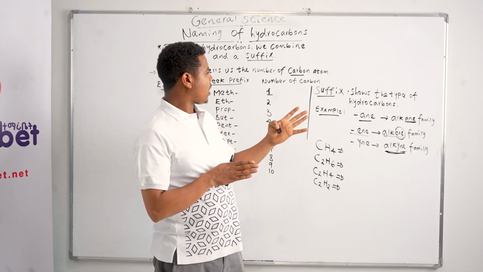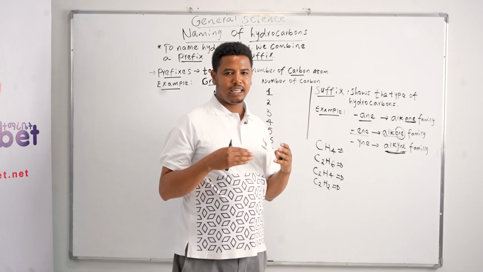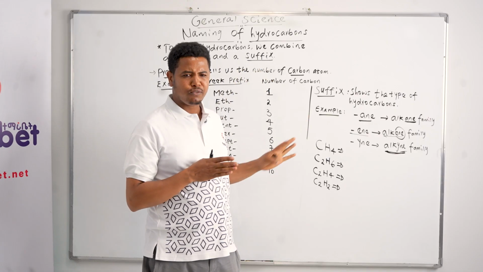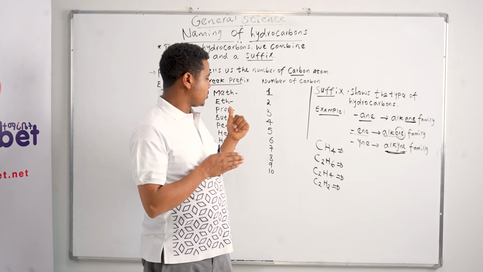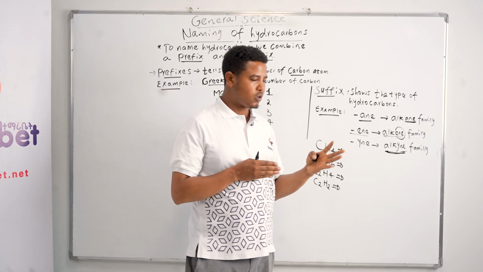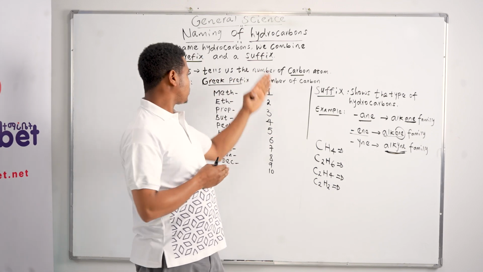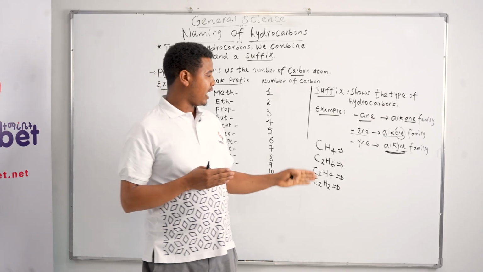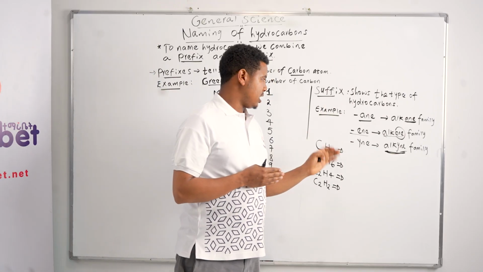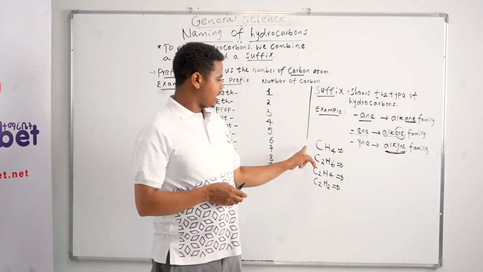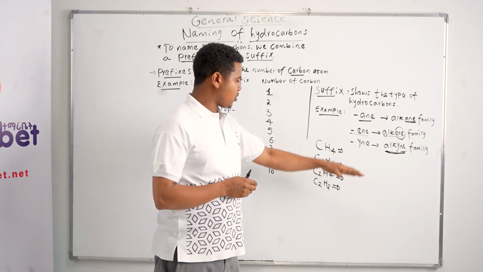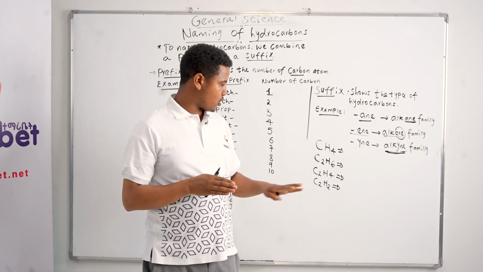So now let's see how to name a given compound. If the formula is given, we just have to name it accordingly by combining the prefix and suffix. Always you have to put the prefix in the first position and the suffix in the last position. So for example here, CH₄. Now we are going to name this compound.